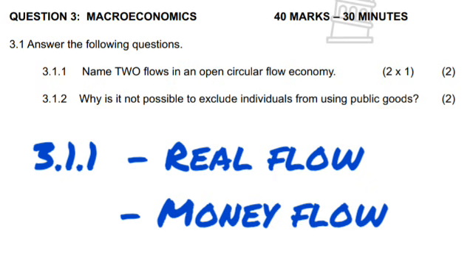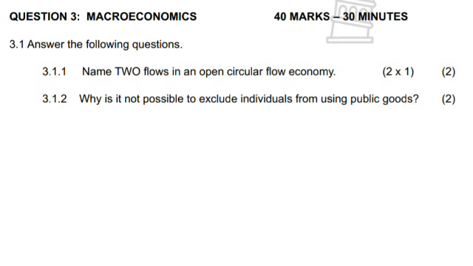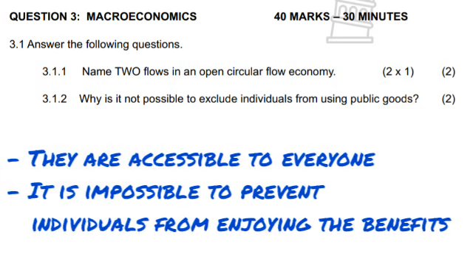And then in the next question they're saying 3.1.2, why is it not possible to exclude individuals from using public goods? Remember we discussed public goods. We're talking about free healthcare and public education, for example. How can you not exclude an individual from something that is free and to the public? It's because they are accessible to everyone.